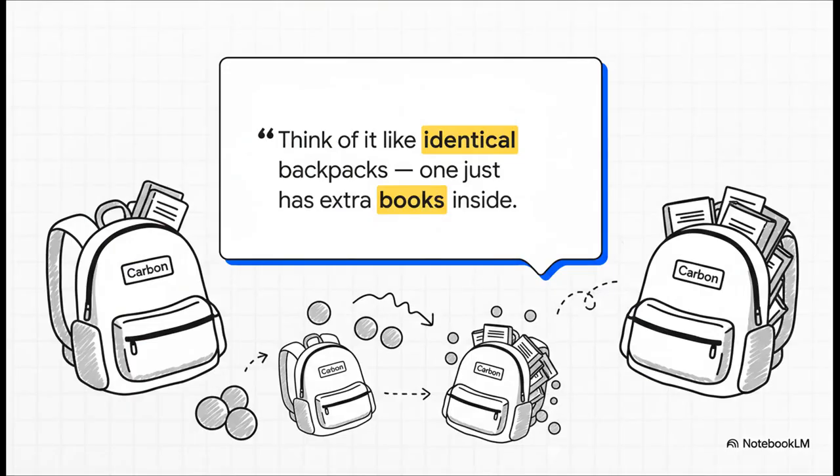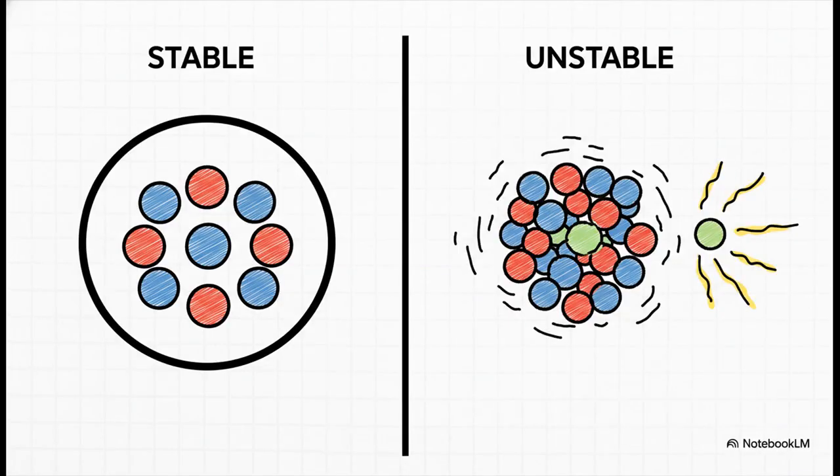You know, there's a great analogy for this. Think of it like a bunch of identical backpacks. The backpack itself is the element, defined by the protons, so let's say it's a carbon backpack. That part never changes. But the number of books you put inside, those are the neutrons, that can be different. So some backpacks are just heavier than others, even though they're all the same kind of backpack. Simple, right?